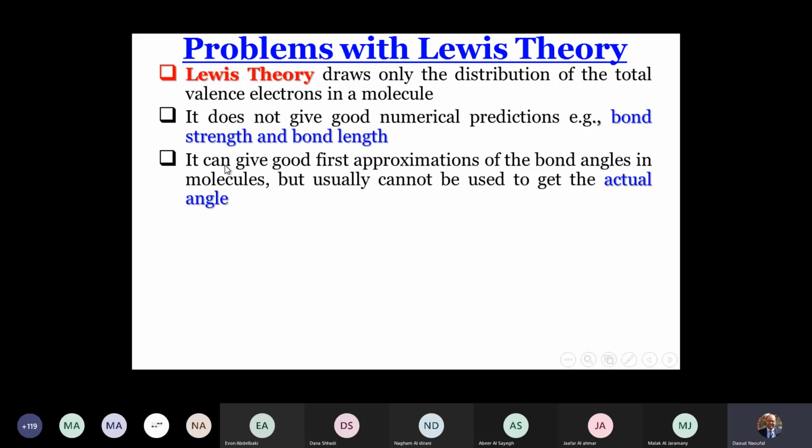Lewis gives only rough approximations of the bond angles. We can have approximate values, but usually they cannot be used to get the real angle.